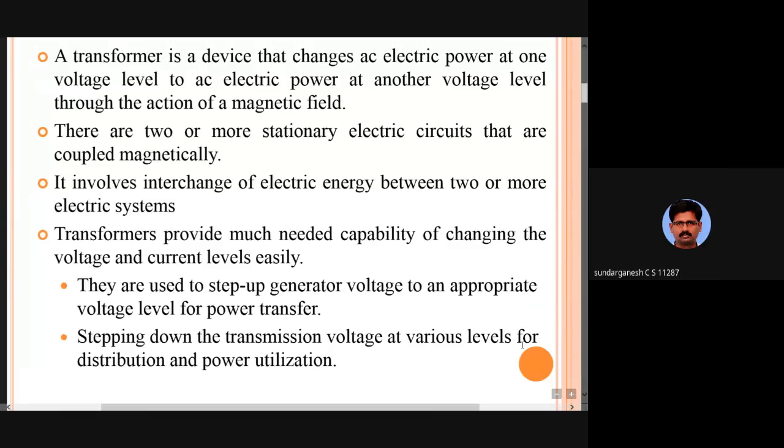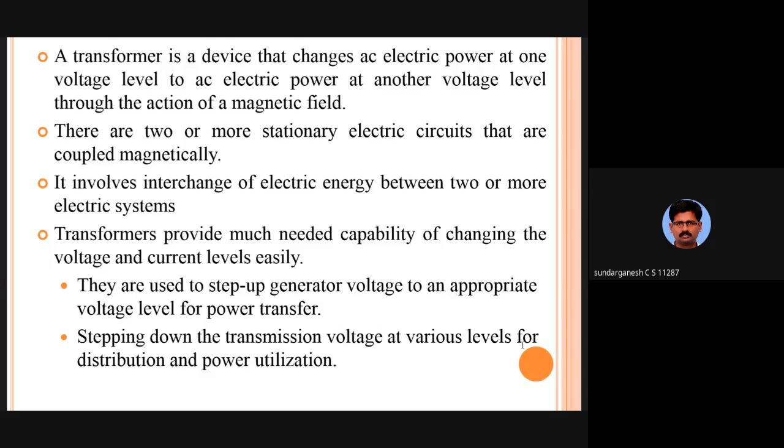Okay, so here in this transformer, we have two circuits, two coils. The coil is not rotatory, it is stationary. There are two or more stationary electric circuits, which here are coils. In any transformer, you have two or more coils that are coupled magnetically. So it involves interchange of electric energy between two or more electric systems.